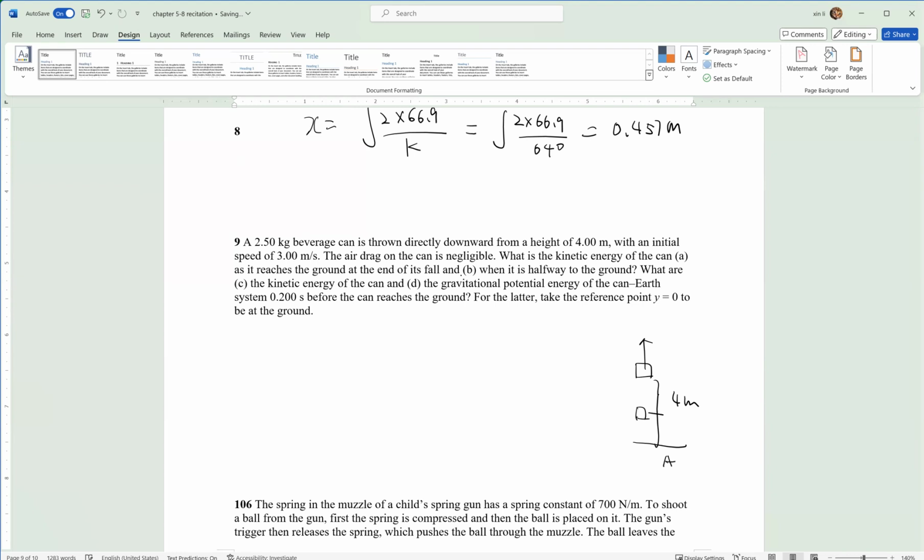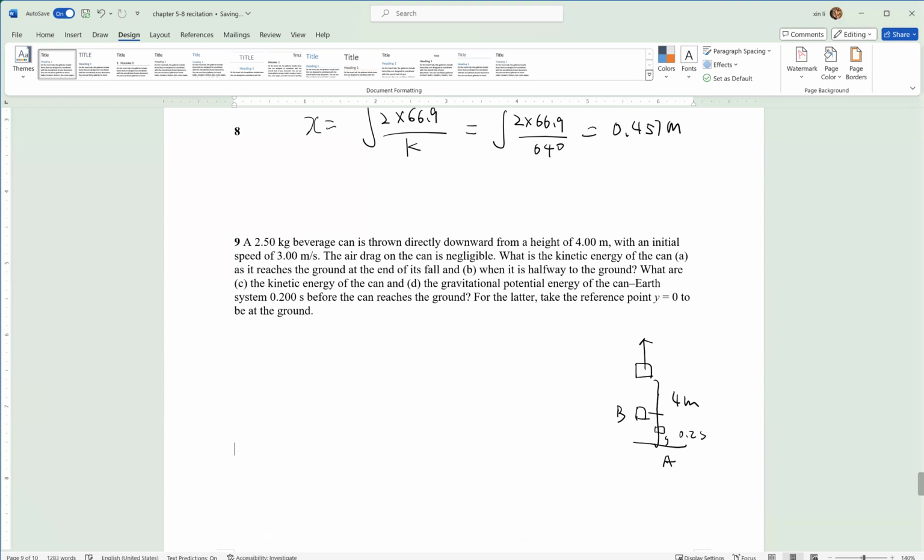So this is A, this is B. And C: what are the kinetic energy of the can and the gravitational potential energy of the can-Earth system 2.2 seconds before the can reaches the ground? So we have to do our calculation. How to do that?